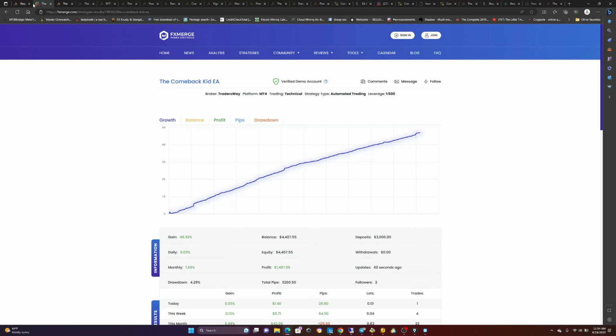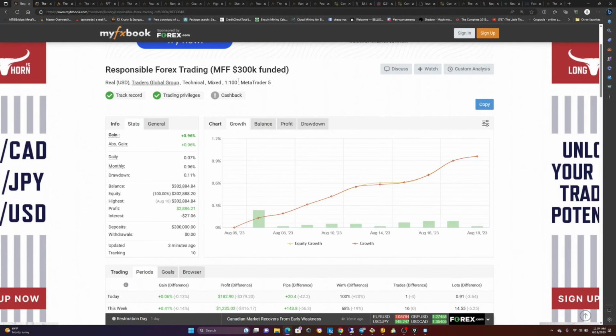This strategy I've been using on my accounts for the last 2 years, and I just started using it on my Forex Fund's 300K funded account. You can see the statistics right here, just about a percent profit over the last 2 weeks.